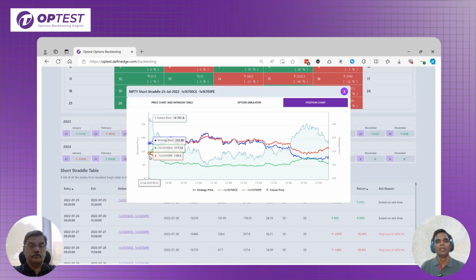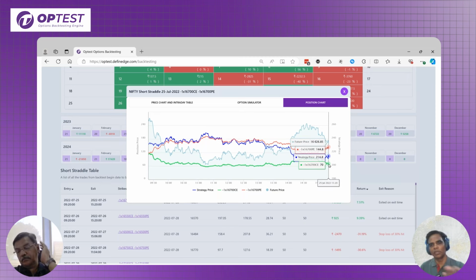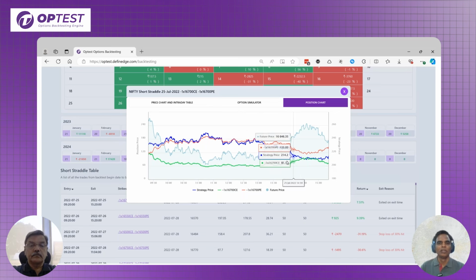Okay. So now if you see here, this is more or less flat. By the time you are entering here, maybe it went a little bit down. But that is why your strategy has given some profit in this case. Around 7% return, right? And that's what you will see here in this case.